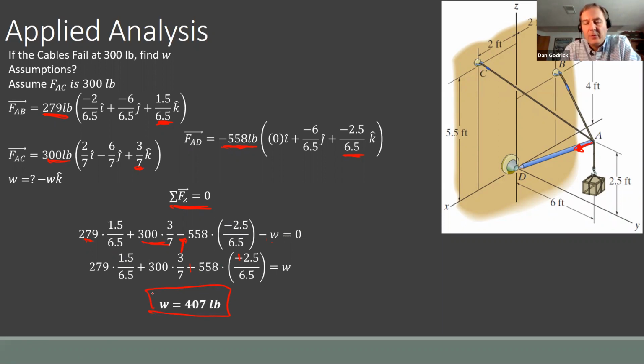So that's how we do it. We break it apart. We look to isolate the components, and we do that by looking for equations that only have the two components if we can. And that's how to do this analysis in 3D.